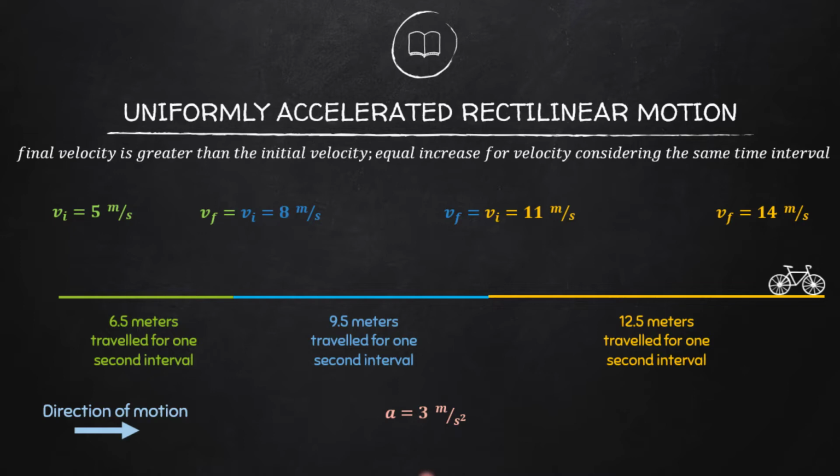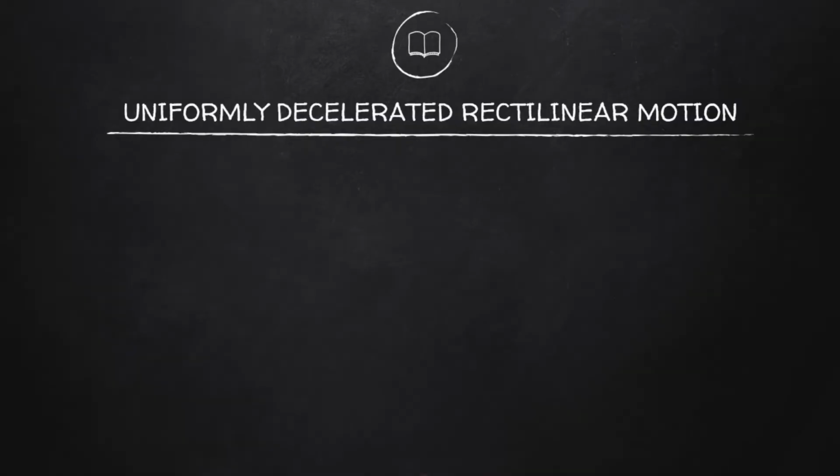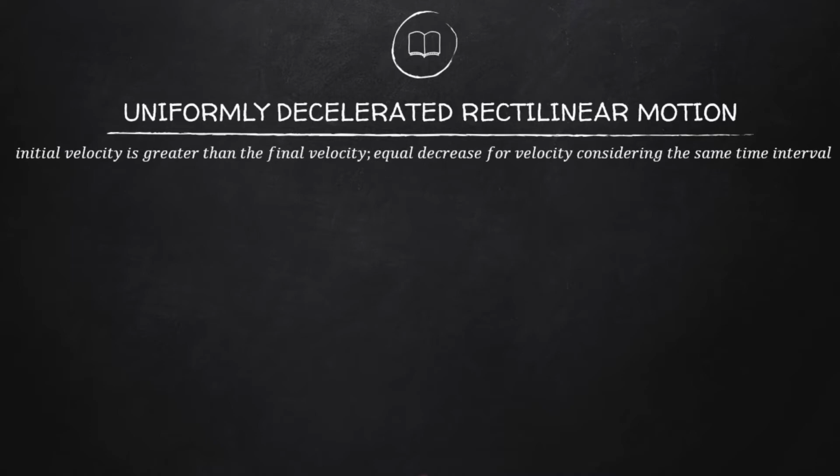Again, we added 3 meters per second because the acceleration is 3 meters per second squared, or 3 meters per second per second. This is uniformly accelerated rectilinear motion. If uniformly accelerated rectilinear motion considers equal increase for velocity considering the same time interval, uniformly decelerated rectilinear motion is just the opposite of it, wherein the initial velocity is greater than the final velocity, and there is equal decrease for velocity considering the same time interval.